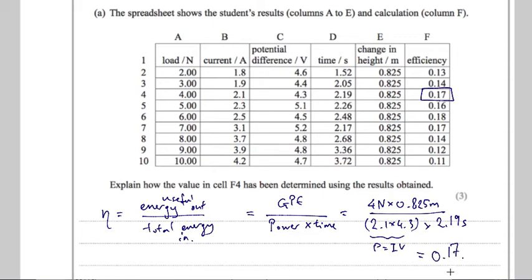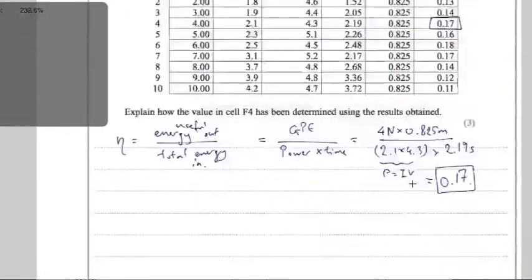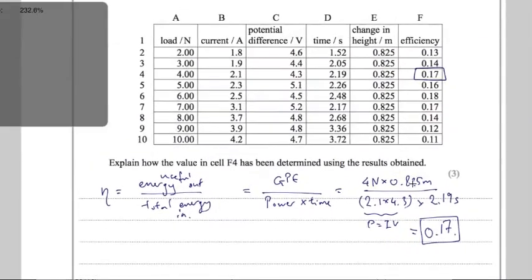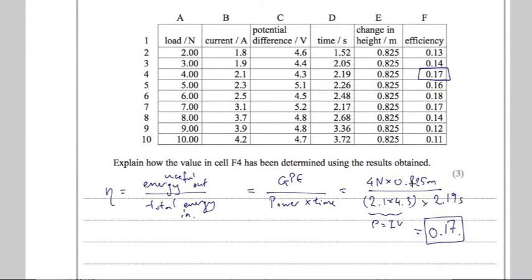0.17. Units of efficiency, it doesn't have any, because we're dividing an energy by another energy. If you put a unit on the end of this, you will lose a mark. So it is just the number 0.17. Okay, next page. Really, that's all you need to do for 12 part A.